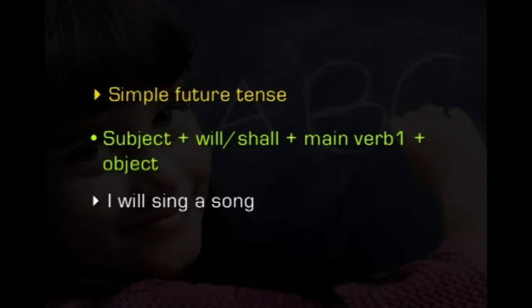The first one is simple future tense. Let us look at the structure first. Subject plus will or shall plus verb 1 plus object. I will sing a song. This is a positive example for future simple tense. Now, let us see the rule for future simple. Any action that is going to happen sometime in the future. So, this is the rule for simple future tense.